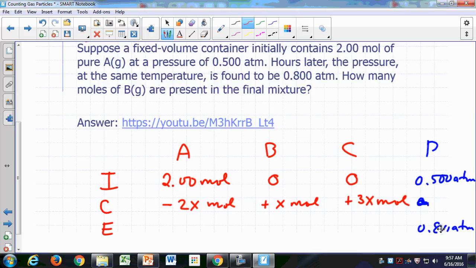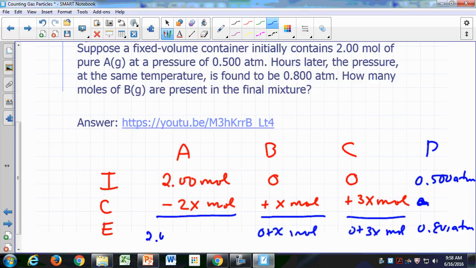When the pressure has reached 0.8 atmospheres, you're being asked for the moles of B, which is going to be x, and the moles of C is going to be 0 plus 3x, and moles of A at that point is going to be 2.00 minus 2x moles.